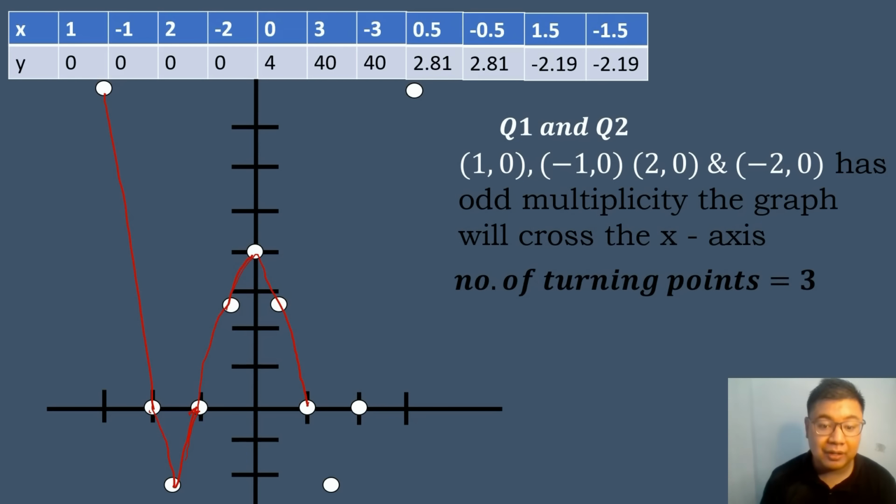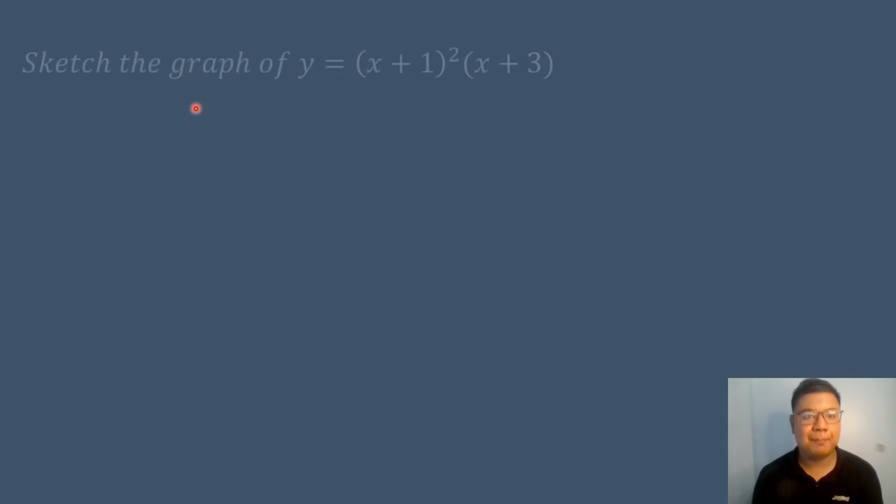Therefore, the graph will cross, going to the next point, and then going upward, and then going to the next x-intercept, which is (2, 0), which also has odd multiplicity. This will cross the x-axis going upward. So this will be the sketch of the graph of the polynomial function. As you can see, we have 3 bends on our graph. So let's have our last example.